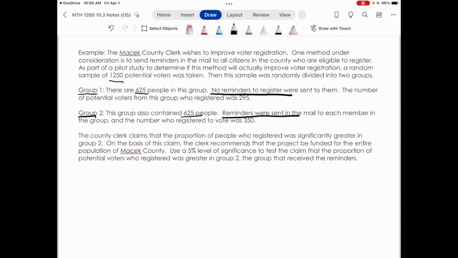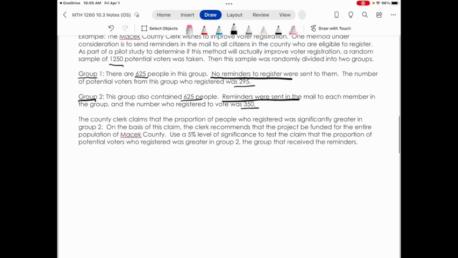And then the people who registered from group 1, that was a total of 295, and then in group 2, there was 350. So n1, our sample size, is going to be 625, and n2 is going to also be 625. The number of successes in group 1 was stated to be 295, and x2 was stated to be 350.